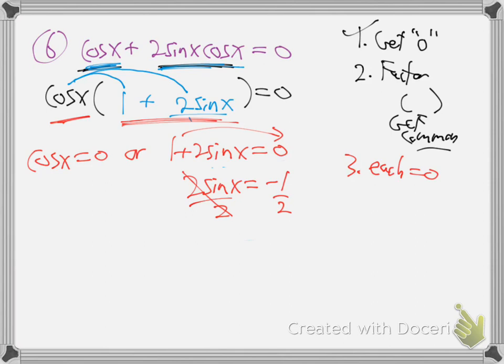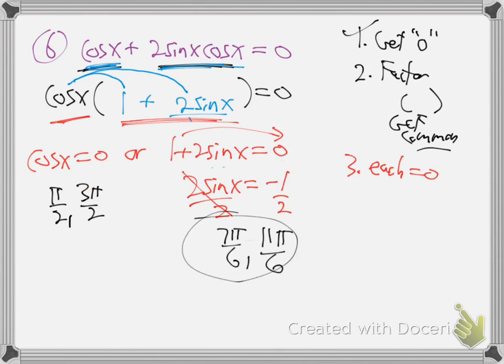Cosine is 0, where's cosine 0? At pi over 2 and 3 pi over 2. Sine is negative a half at 7 pi over 6 and 11 pi over 6. There's our 4 answers.